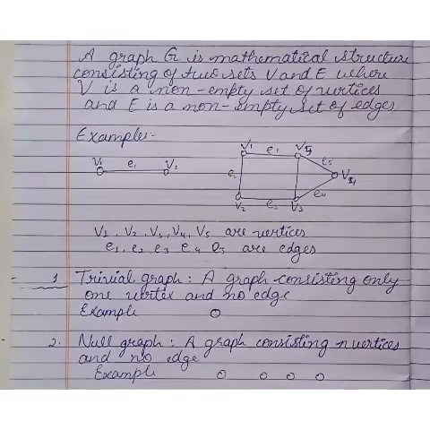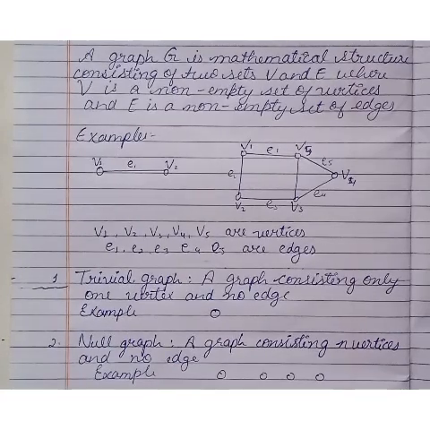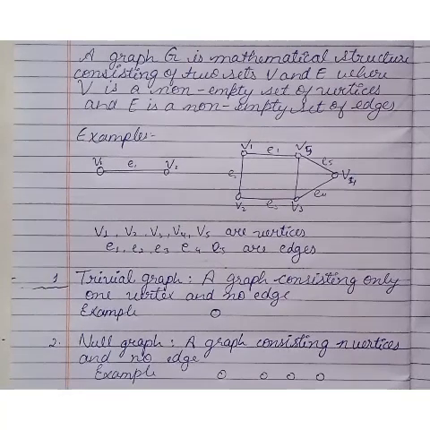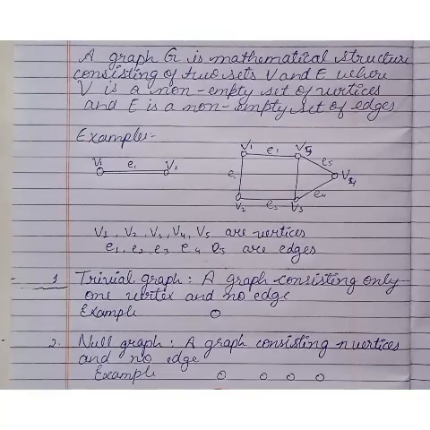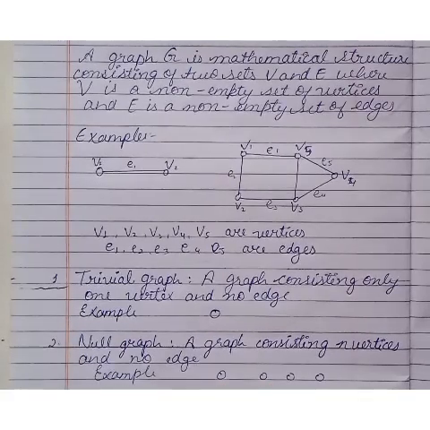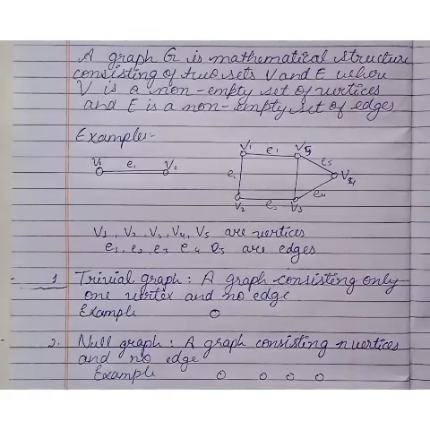Now the second one is the null graph. A graph consisting of n vertices and no edge is called a null graph. Here we can see in the example there are four vertices and no edge. So this type of graph is called a null graph.